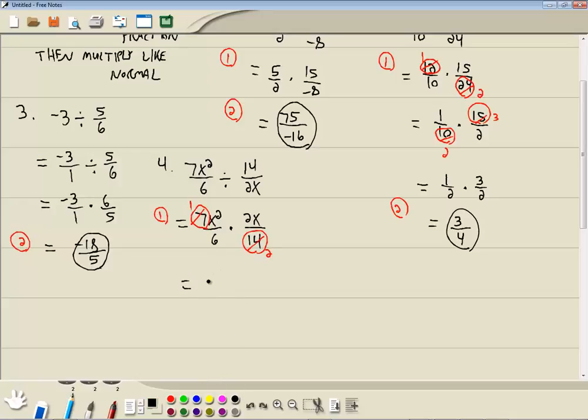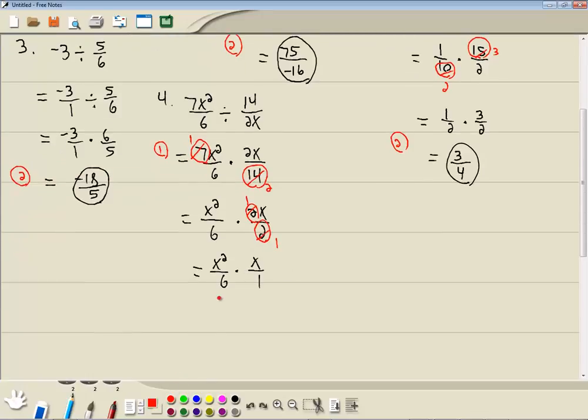Now we have 1x squared. We can just drop the 1. If you have 1 and then you have something else, then you never need to put the 1 down. Over 6 times 2x over 2. Well, the 2's jump out at me. One's on top, one's on the bottom, and those are definitely both divisible by 2. 2 divided by 2 is 1, and 2 divided by 2 here is 1. So we're going to have x squared over 6 times 1x, so we can just put an x. Down here we don't have anything but a 1, so I'll leave the 1 there.